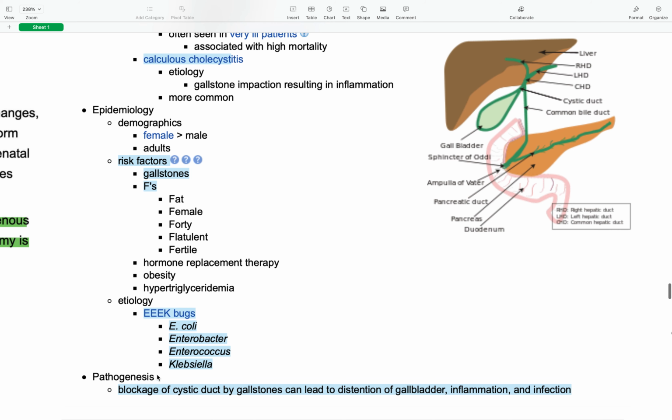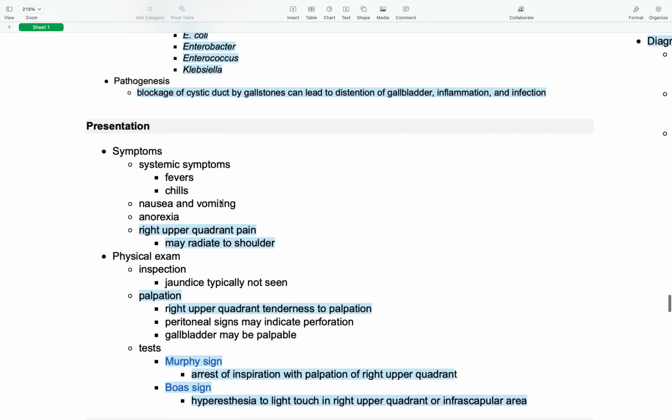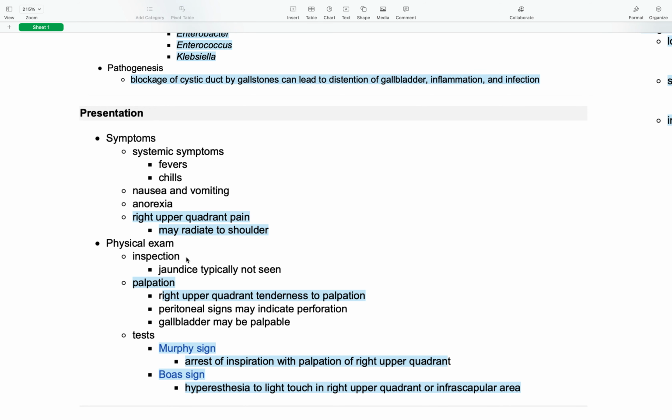So how does a patient present? Patient presents with fever, chills. These are systemic signs because of infection of the gallbladder. Now, what is very specific is the right upper quadrant pain that may radiate to the shoulder. This is a classic presentation for cholecystitis. Then, on inspection, jaundice is typically not seen. This is very important. Sometimes the liver enzymes, the GGT, the alkaline phosphatase may be normal. Okay, so you do not expect jaundice in cholecystitis.